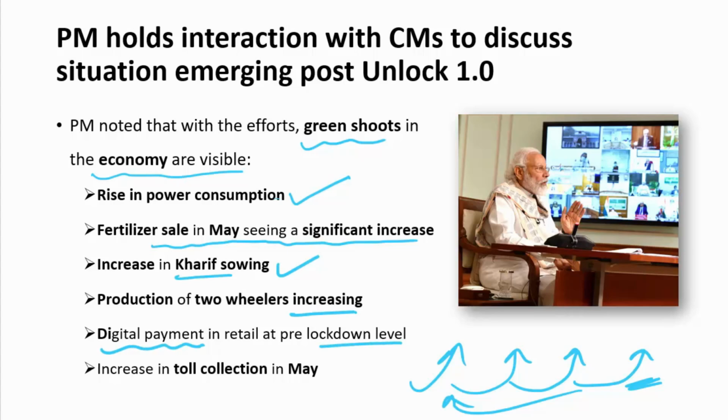So basically what it means is that the digital payments have reached a level which was already there before the lockdown period. There has also been an increase in the toll collection in the month of May, as from the month of May, many of the states have allowed transportation, and the unlock has been done. The lockdown has been taken away from that particular zone. So of course earnings from toll collection have also increased.